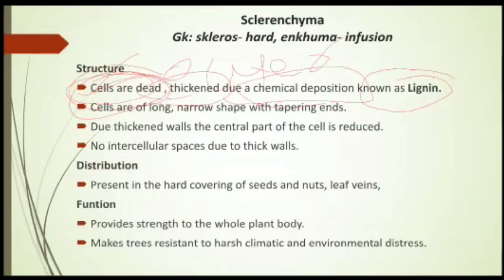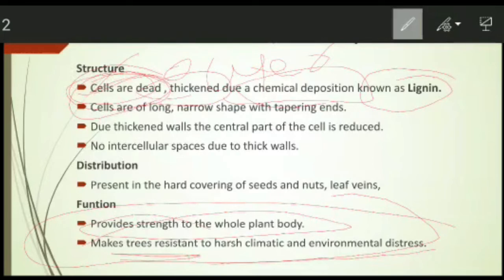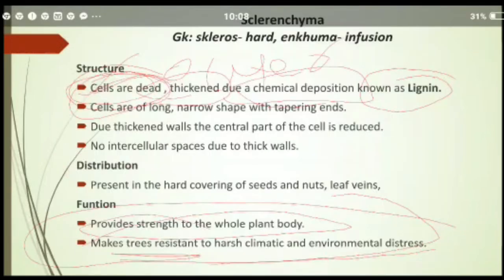So one may ask, according to its function, why does sclerenchyma provide strength to the whole plant body, or why does it make trees resistant to harsh climatic or environmental distress, or resistant to high wind and storm? Just because one of their layers is made up of hard cells, and that hard cellular layer of tissue is the sclerenchyma. So it is the sclerenchymatic layer.